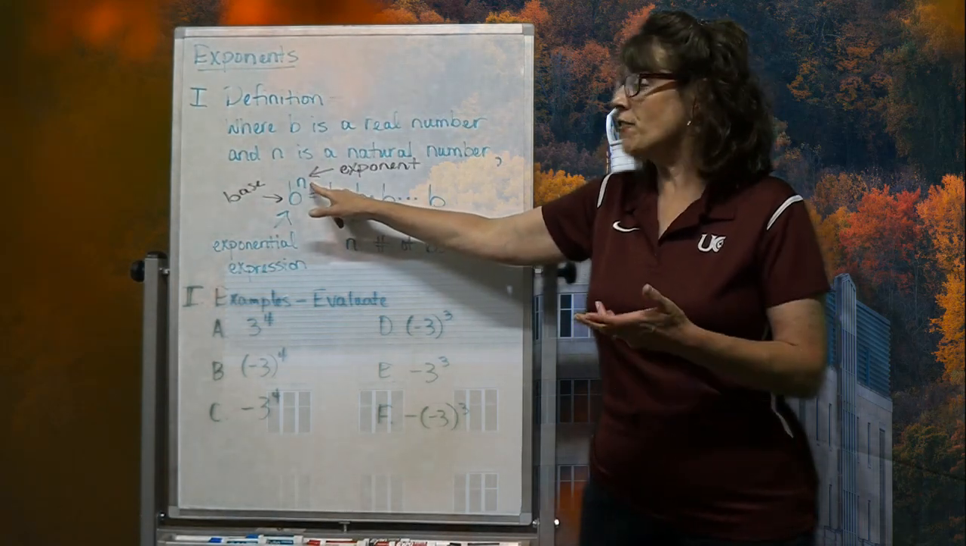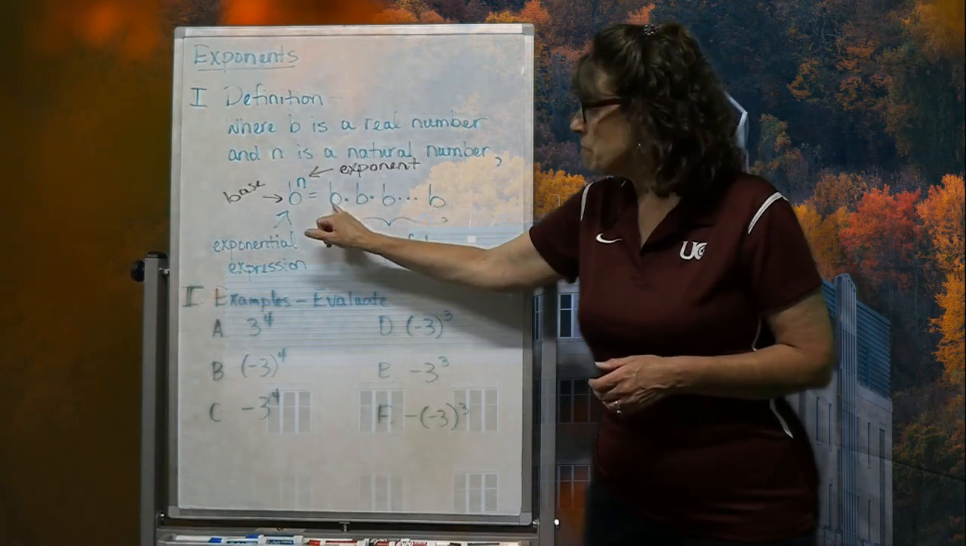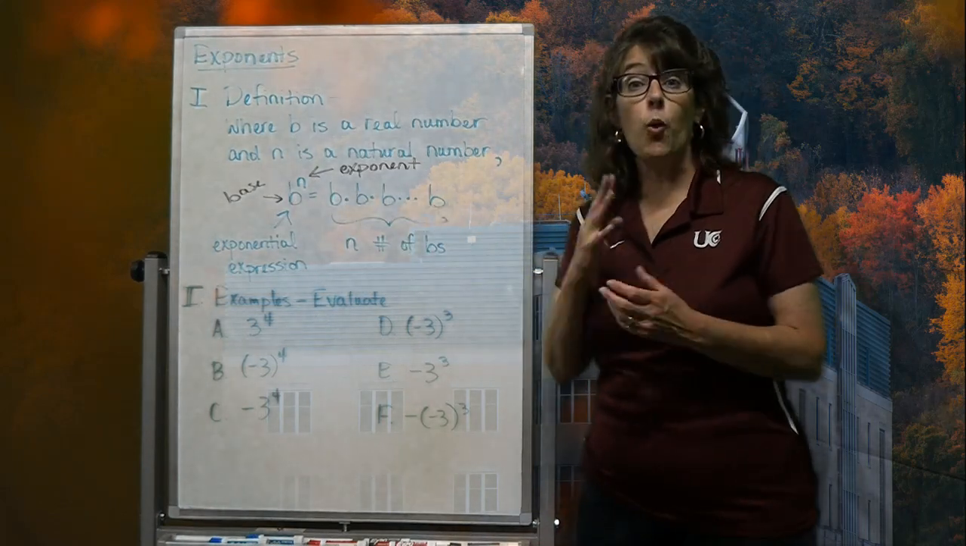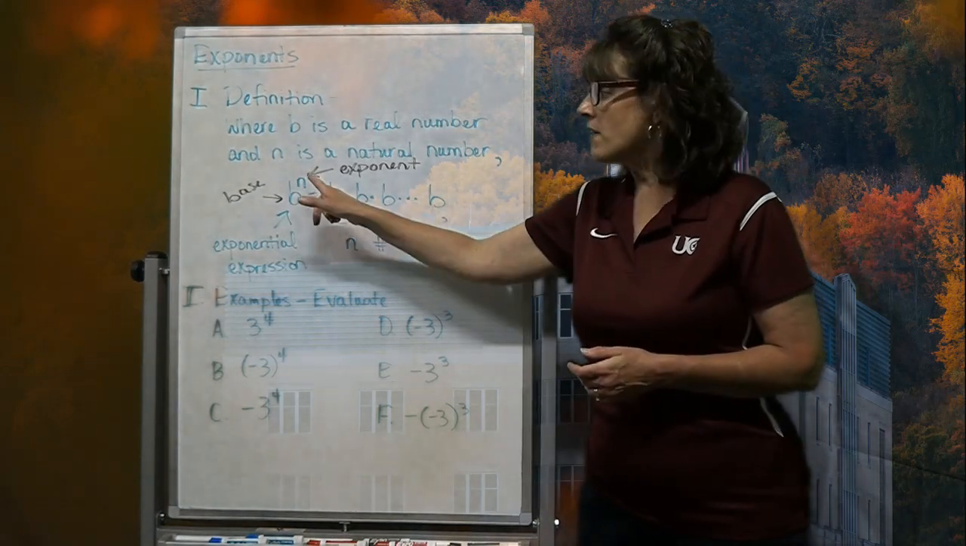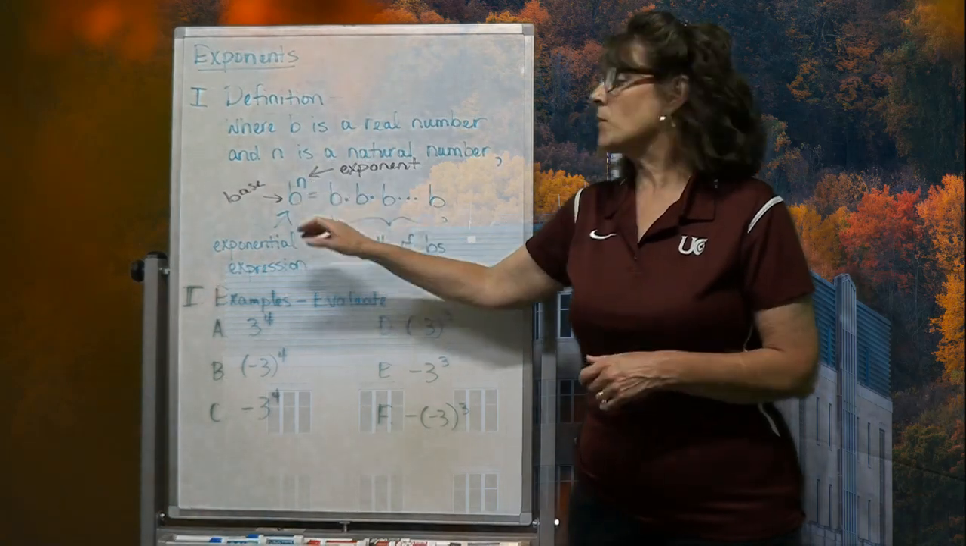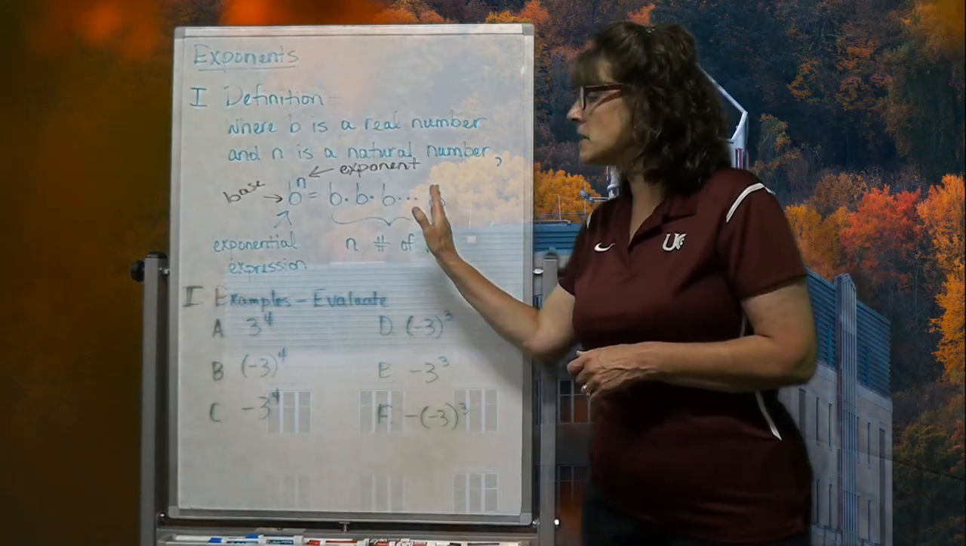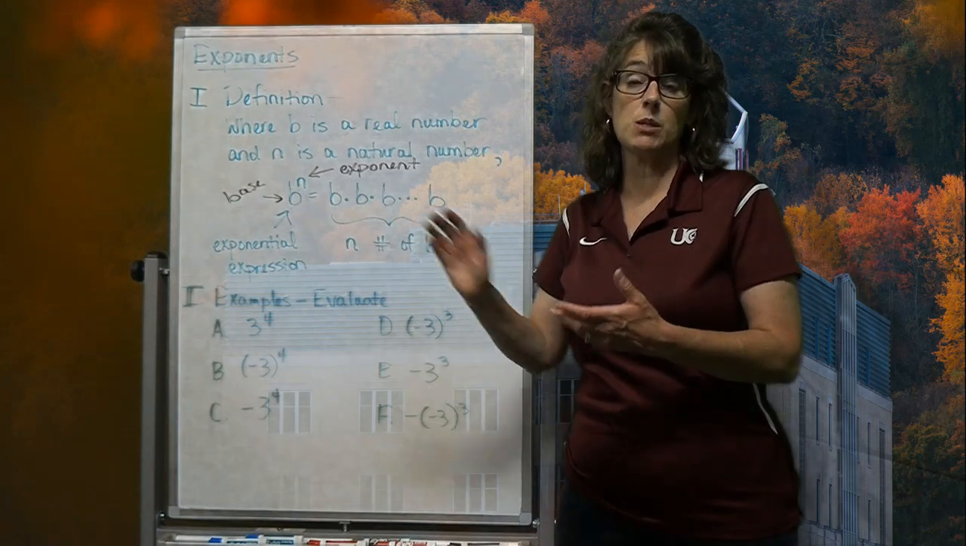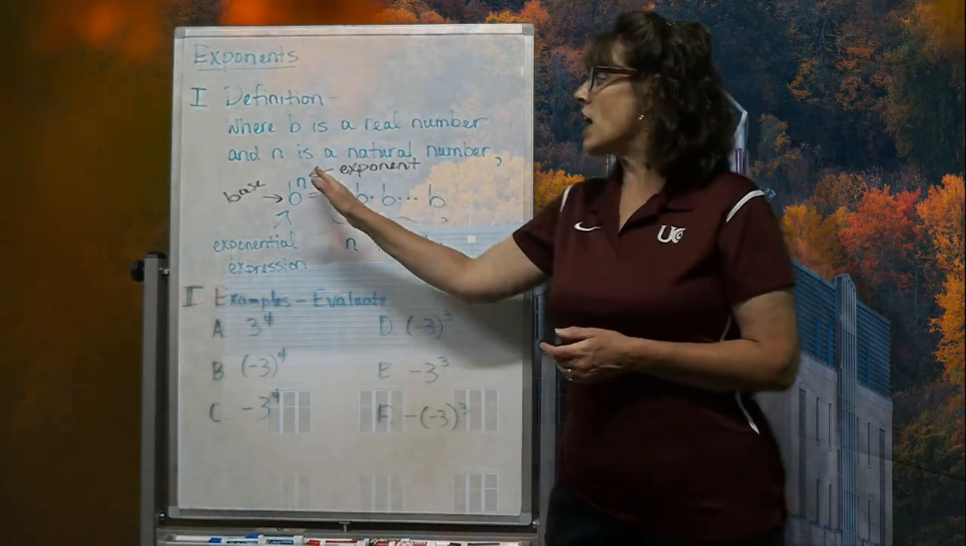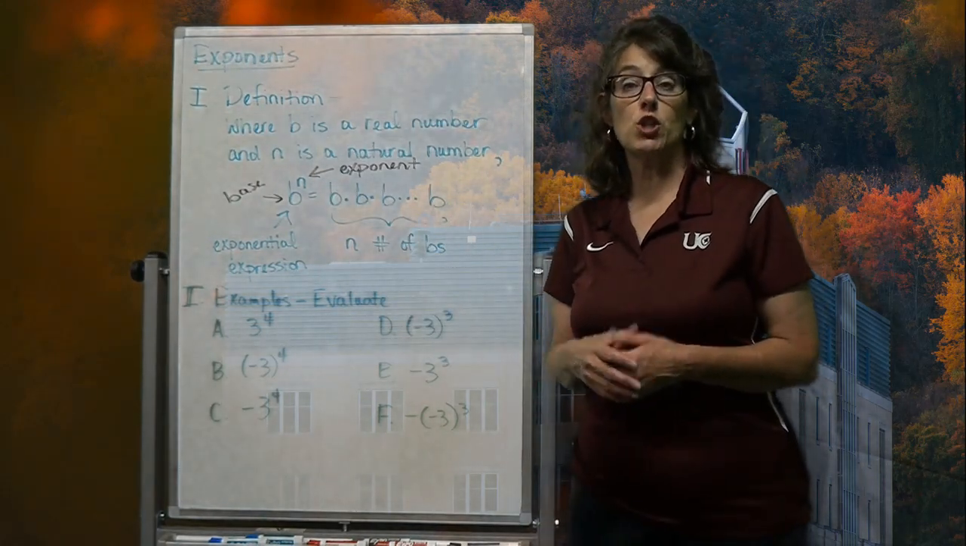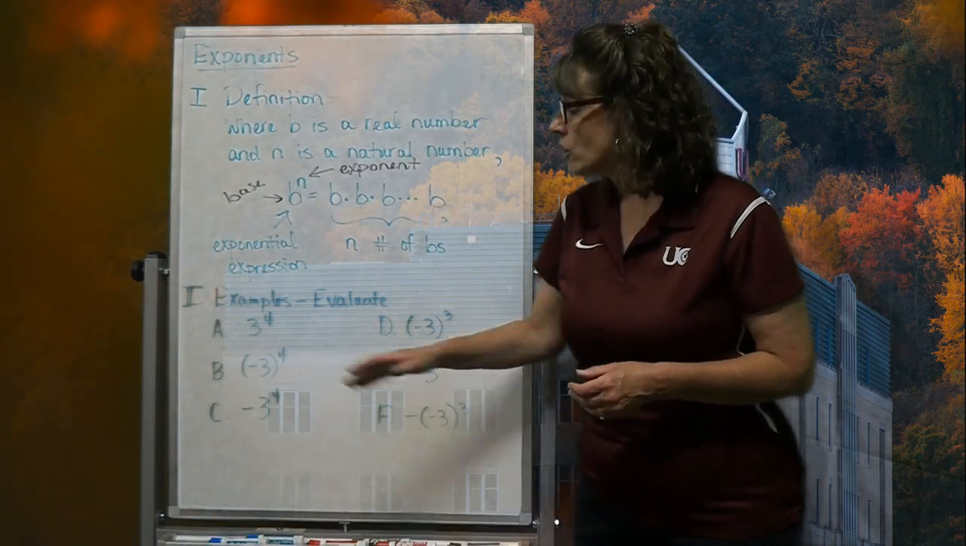So if this was, say for instance, a 4, then it would be B times B times B times B, 4 B's being multiplied together. If this exponent was an 11, then it would be B times B times B times B times B times B, 11 B's being multiplied together. So that's what your exponential expression represents. So let's take a look at some examples here.